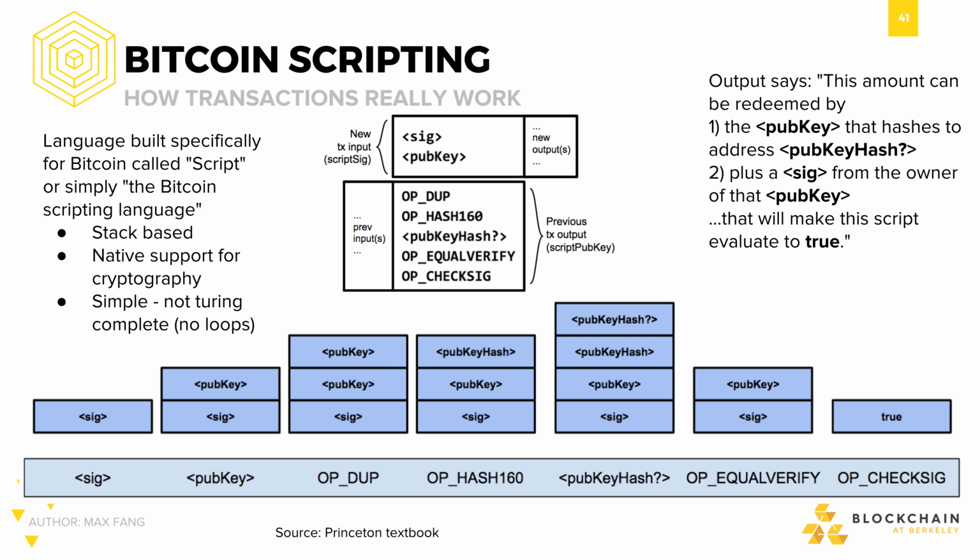So Bitcoin scripting: it's a language called Script, actually. Simplest language name ever. Or you can call it the Bitcoin scripting language. It's stack-based, it has native support for cryptography, and it's not Turing-complete; it has no loops. You don't want to be able to DDoS the network, because if you have loops, it's pretty hard to stop someone from running infinite loops, and that's called the halting problem. We're going to talk about that later on if you don't know what that is. This is an example of a script in the center of the slide. This is actually one of the simplest scripts. It's a pay to pub key hash, and we're going to talk about it.